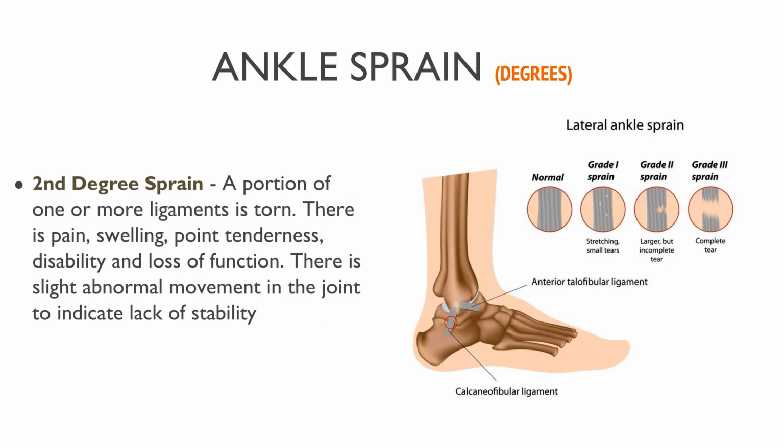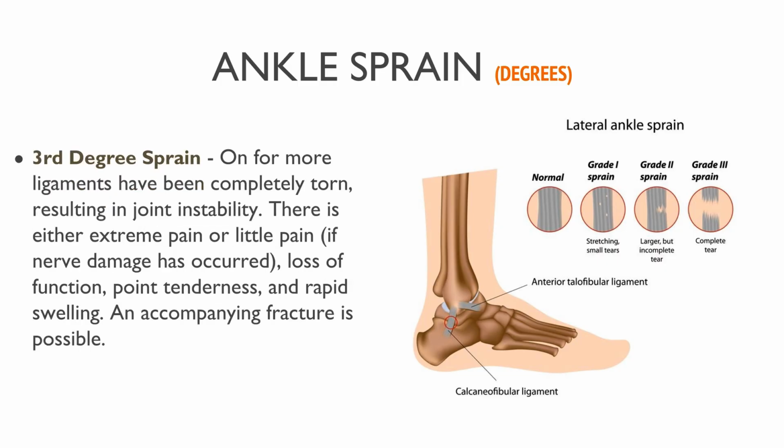A second-degree sprain is more serious. Here, a portion of one or more ligaments is actually torn. This leads to pain, swelling, point tenderness, disability, and some loss of function. There is also slight abnormal movement in the joint, which indicates a lack of stability. This type of sprain requires more time to heal and often needs more intensive management compared to a first-degree sprain.